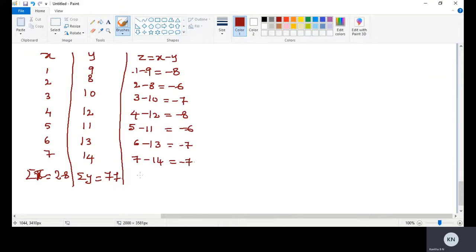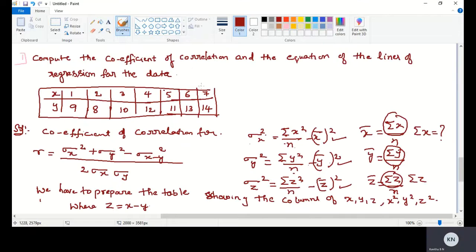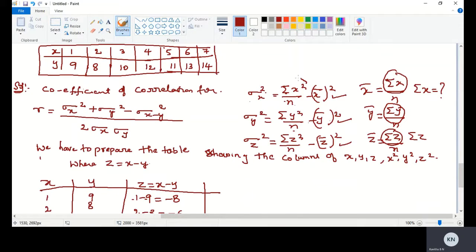Okay. The next, summation of z. Add it here: minus 8 plus minus 6 plus minus 7 plus minus 8 plus minus 6 plus minus 7 plus minus 7. Add it. Okay, you will get minus 49. Then observe the formula here. Here we need to find the summation of x square, and also summation of y square and summation of z square.